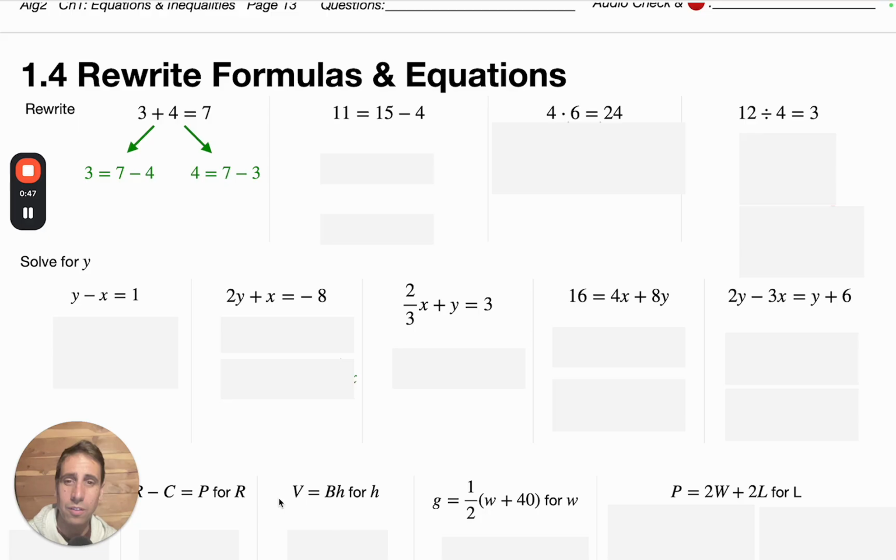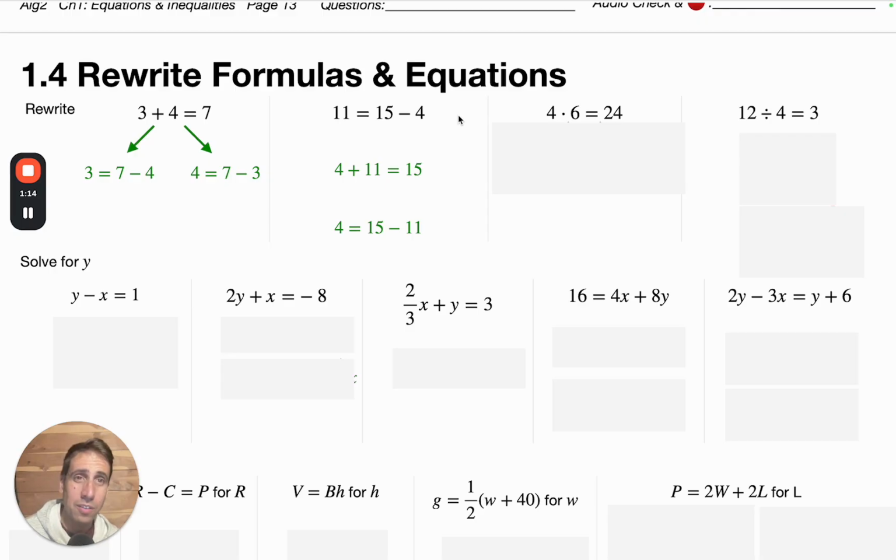Formulas have lots of letters in them, and that's where we're headed. But for right now, we're going to keep it pretty numeric. So 11 is equal to 15 minus 4. I think you could add 4 to both sides and get another true equation. See, that equation just got rewritten. And from there, with the new equation, I could, for example, subtract 11 from both sides. And then I get 4 is equal to 15 minus 11. That is also true, folks.